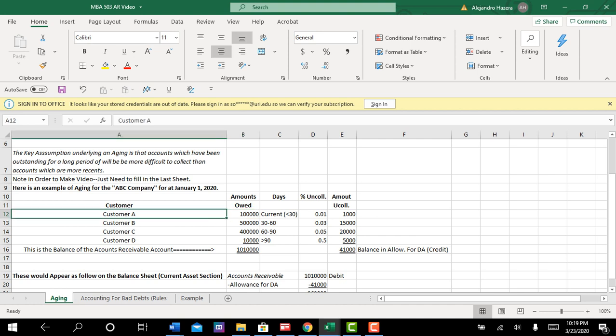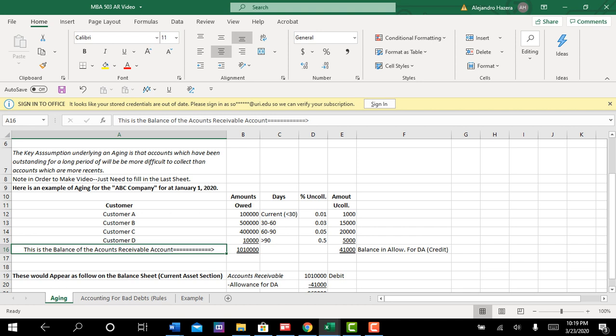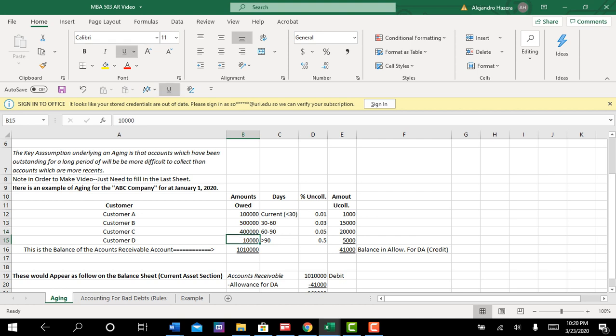Okay, so anyway, we have 4 customers here, A, B, C, and D. Okay, and these are their total amounts owed. Customer A owes $100,000. Very good credit risk, obviously. We'll get to that in a second. Customer B owes, looks like $500,000. Not too bad of a credit risk, but they're getting a little bit late in their payments. Customer C owes $400,000, and let's say that on average, their payments are 60 to 90 days overdue. And then finally, customer D only owes $10,000.